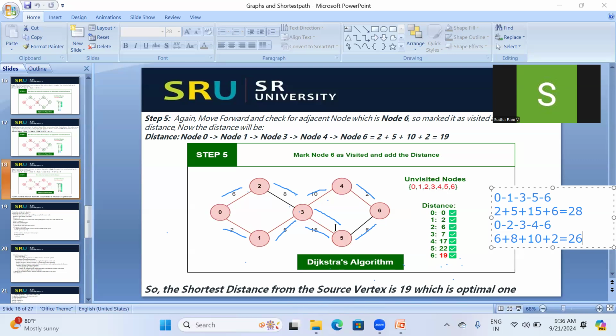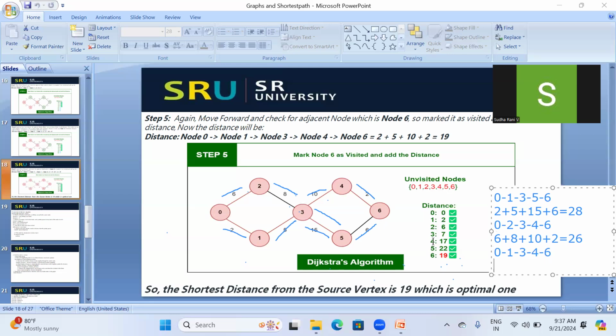But when the nodes are increasing, the possibilities of traversing are also increasing. Apart from these two possibilities, we still have some more possibilities to traverse to node 6. Let us check what they are. See, what new possibilities did we get? 0 to 1, 1 to 3, 3 to 4, 4 to 6.